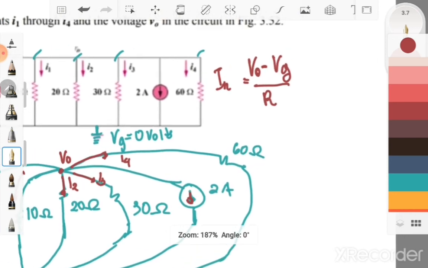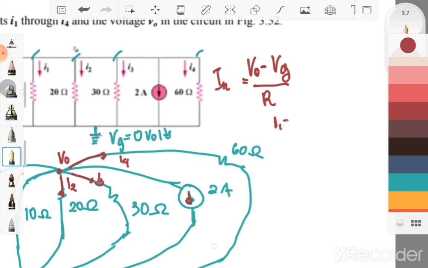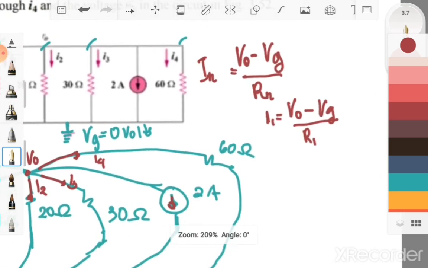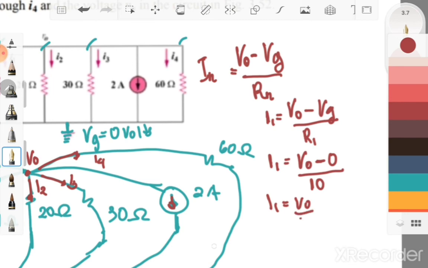So let's say I1 is equal to VO minus VG all over R1. I'll indicate this as RN, wherein the current is in your resistor N. So we have I1 equals VO minus VG all over R1. But what is my R1? My R1 is equal to 10 ohms. Therefore, my I1 is equal to VO, but what is your VG? Your VG is 0, all over your R1, which is equal to 10 ohms. So therefore, your I1 is equal to VO divided by 10.